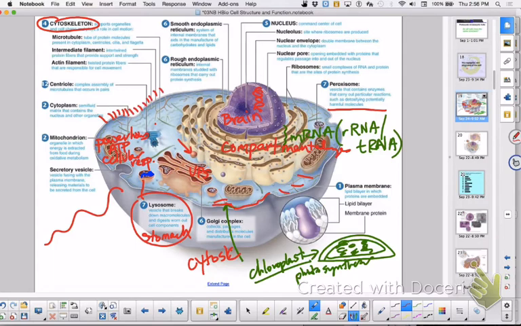Not the fimbriae, that would be a bacteria, but sort of the cilia. Okay? So I could have flagella, I could have cilia, and that could either move the object or move things across the cell. And then that's going to bring me to the centrioles.